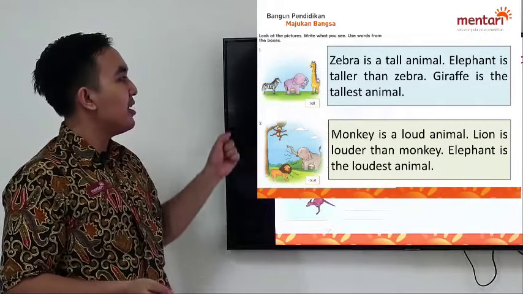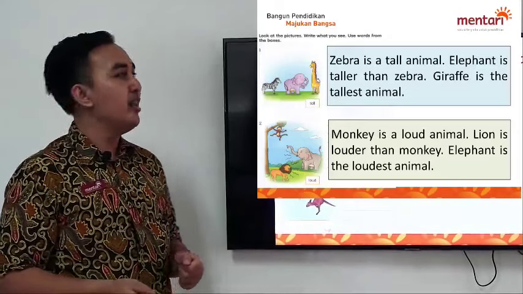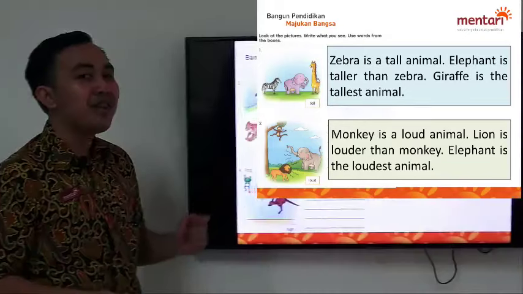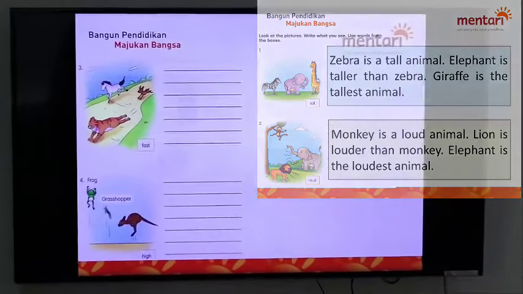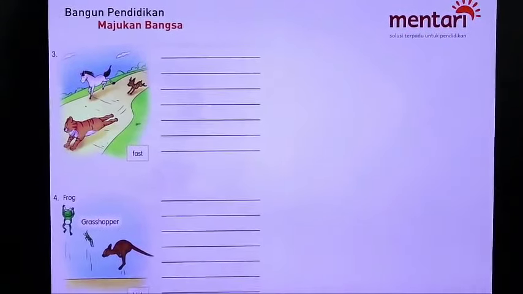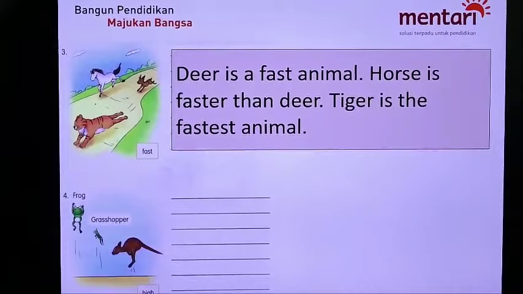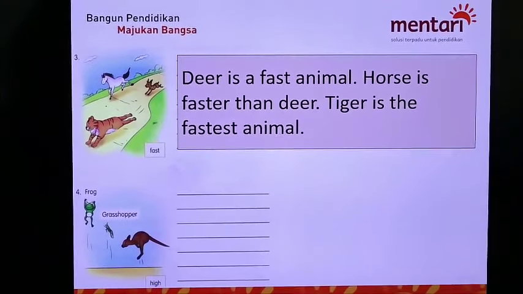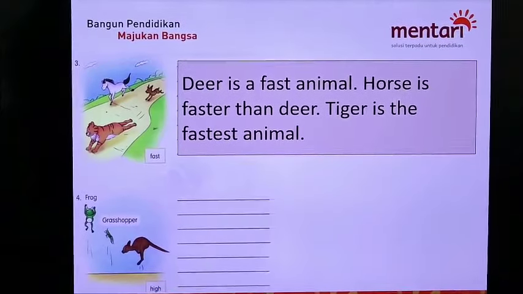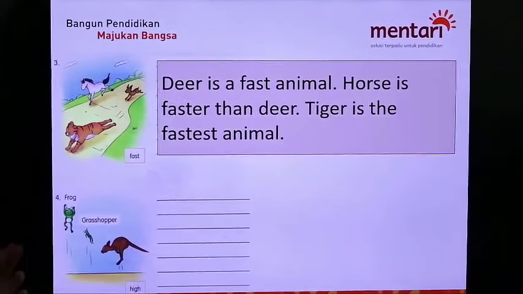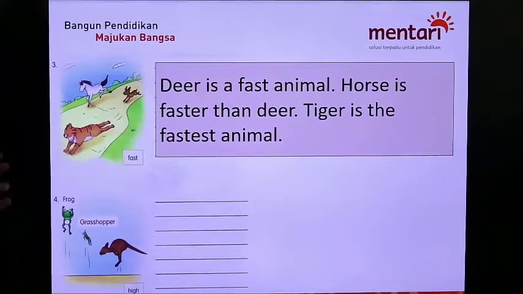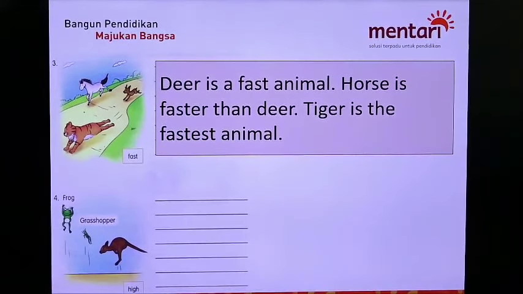And then the last ones, number 3 and 4, we can take a look here. It is a running race again between the animals. For number 3, we have a tiger, a horse, and a deer. Deer is a fast animal. However, horse is faster than deer. Tiger is the fastest animal. You know what? Because the tiger is really close to the finish line. So the tiger must be the fastest animal if you compare it with a horse or with a deer in this picture for number 3.